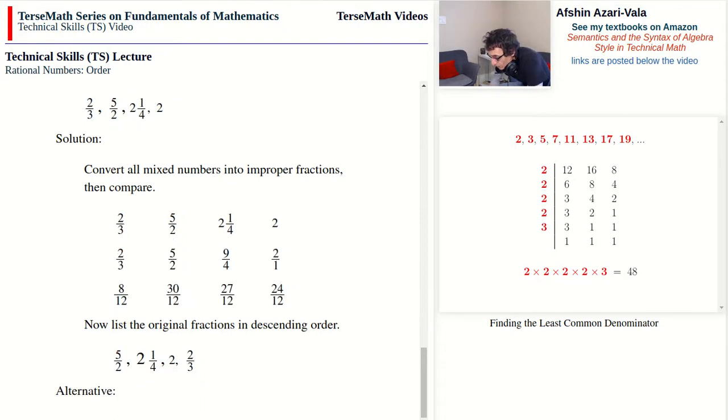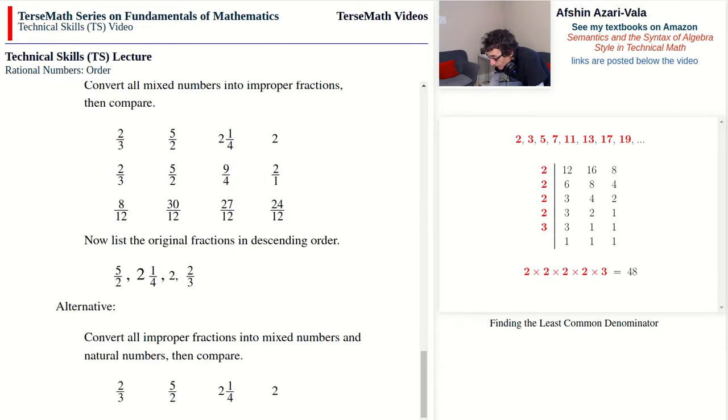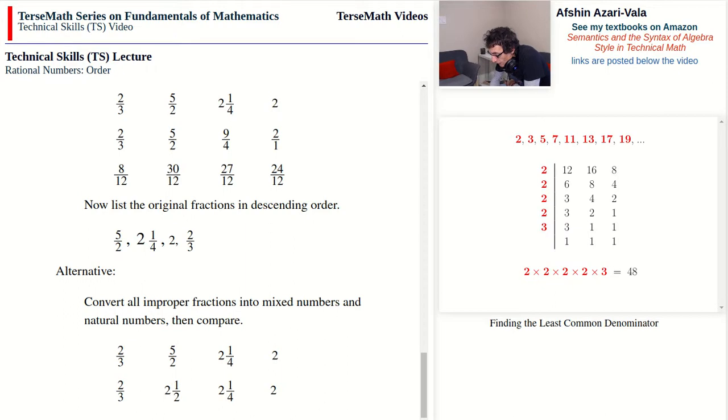Okay. Now there is an alternative approach, as I mentioned. With the alternative approach, what we do is we convert all of our improper fractions into mixed numbers and natural numbers, and then we compare them. So in the case of fractions that are given, 2/3 is proper, stays as it is. 5/2, we're going to change that to 2 1/2. You can do this by dividing 5 by 2 and taking a look at the quotient and the remainder. Okay, now it's pretty easy to compare them. As I said, the fractions are small in size, so we can tell that 2.5 is the largest one, followed by 2.25, then 2, and then 2/3.